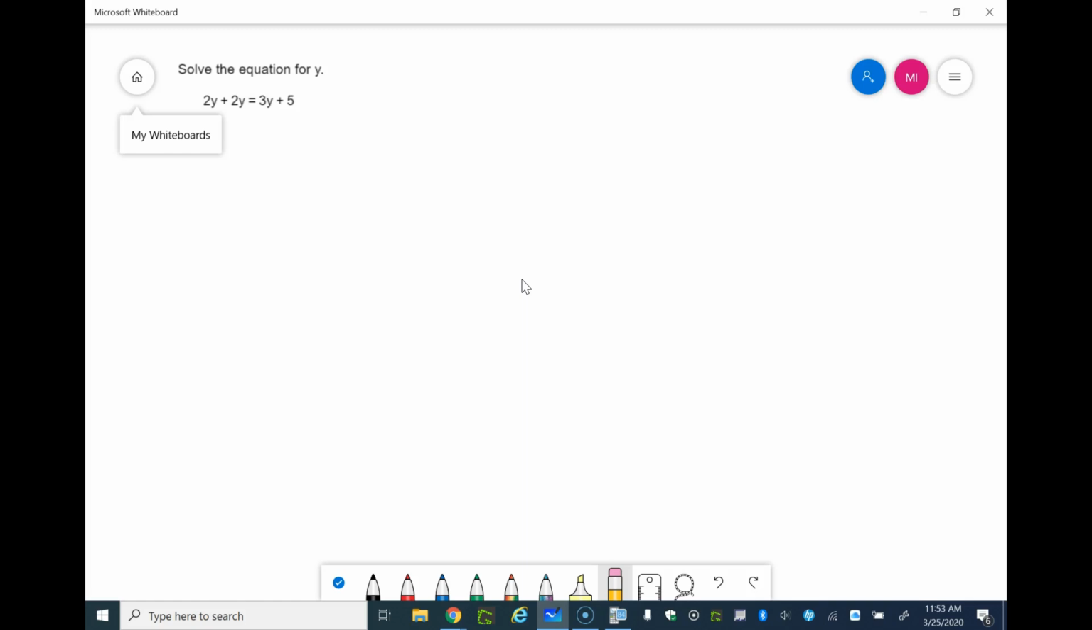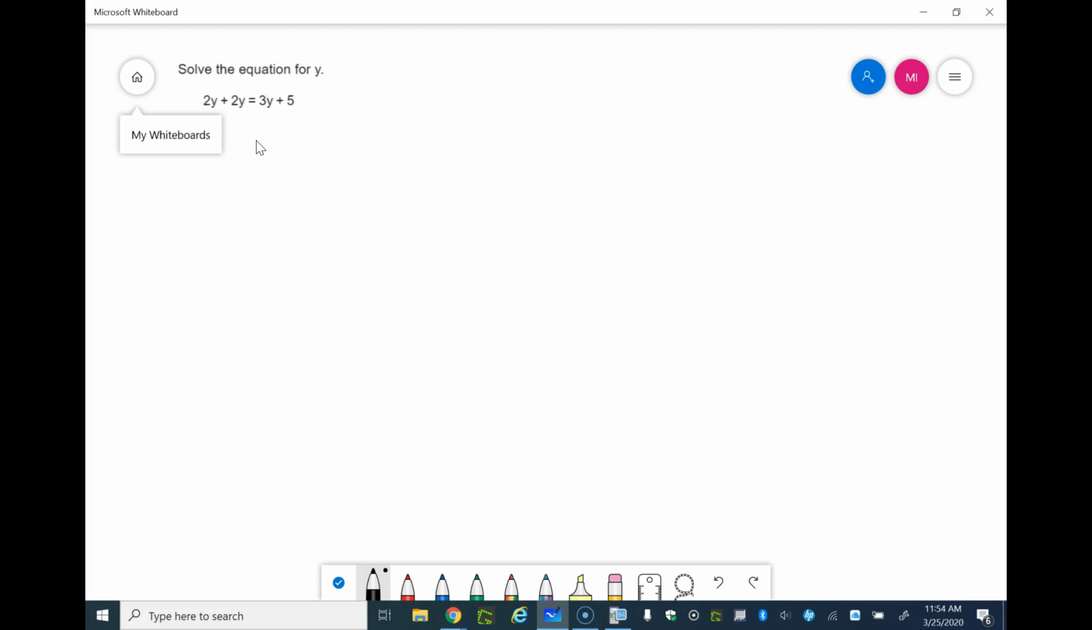Now, I developed a little strategy to help students with solving equations, especially when you have an equal sign. This is up to you. You can use whatever method or strategy you want. When we say solve for y, basically what we've always been taught is to get the variable on one side of the equal sign and all the numbers and everything on the other side.